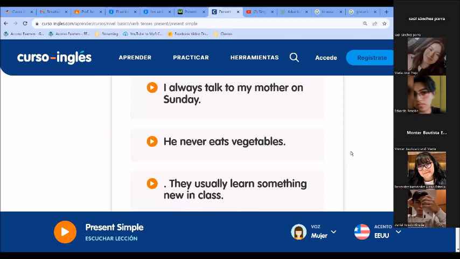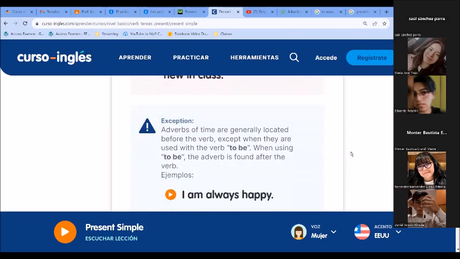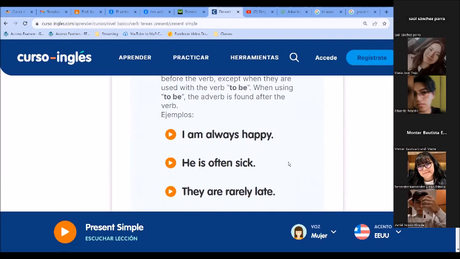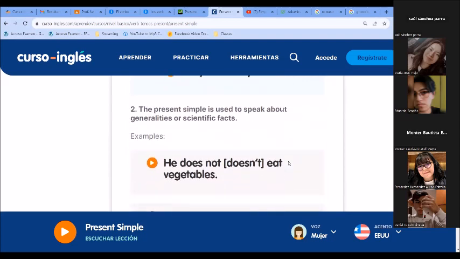Andrea? I always talk to my mother on Sunday. Mm-hmm. He never eats vegetables. They usually learn something new in class. Yes, I hope so. All right, now be careful, of course, with the verb to be. It attracts frequency adverbs in the present simple, but instead of putting it in front of the verb to be, it comes after the verb to be. All right, I am always sick. He is often sick. They are rarely sick. All right, use number 2.